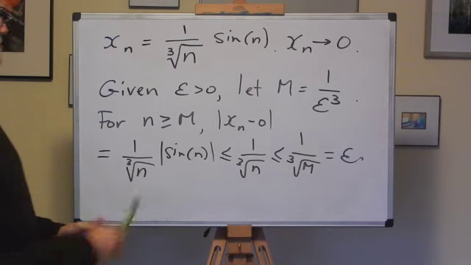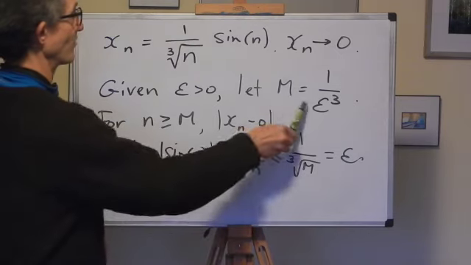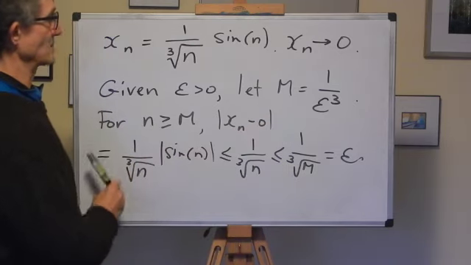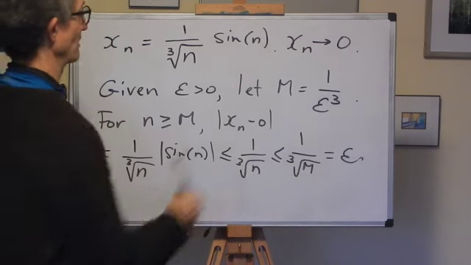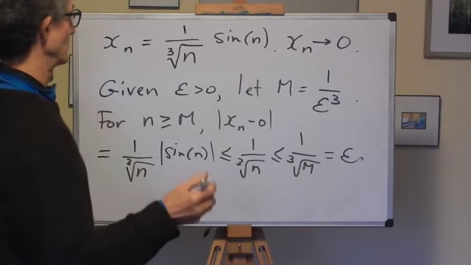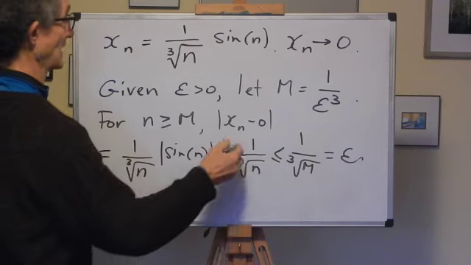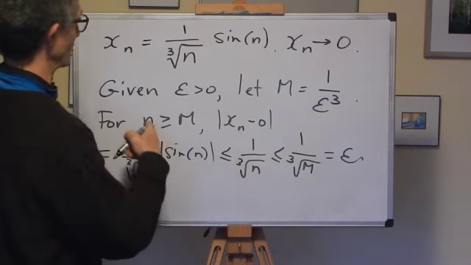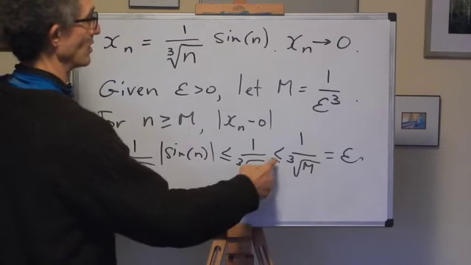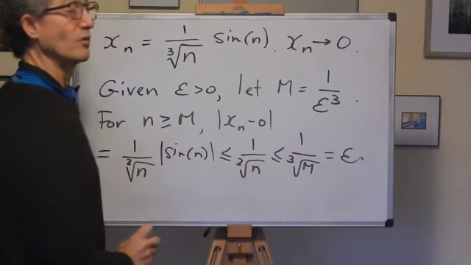And so we've shown that given an epsilon, we can go far enough so that when we've gone past that point, everything is less than epsilon. In fact, this inequality here is actually strict, and of course if n is strictly bigger than m, then this inequality here will also be strict.